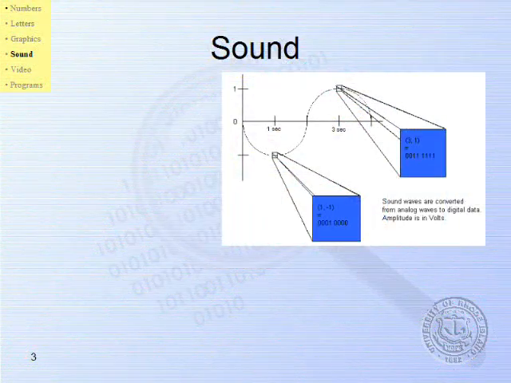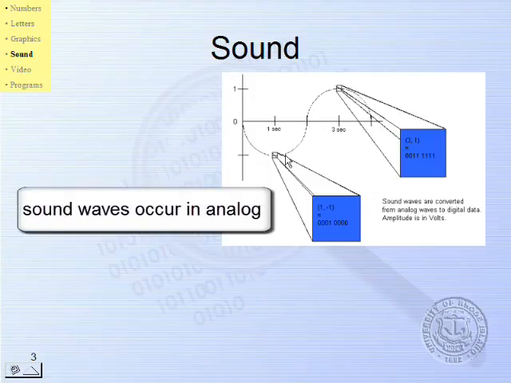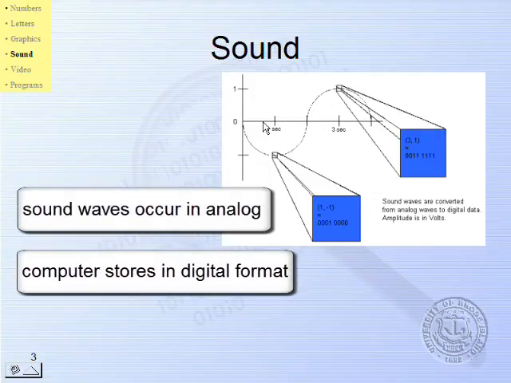Sound occurs naturally as an analog wave. When I speak, my vocal cords vibrate, causing a wave across the air, as we see here. The digital microphone that I'm speaking into right now picks up the wave and records it. So sound waves occur in analog. The computer must store things in digital format.